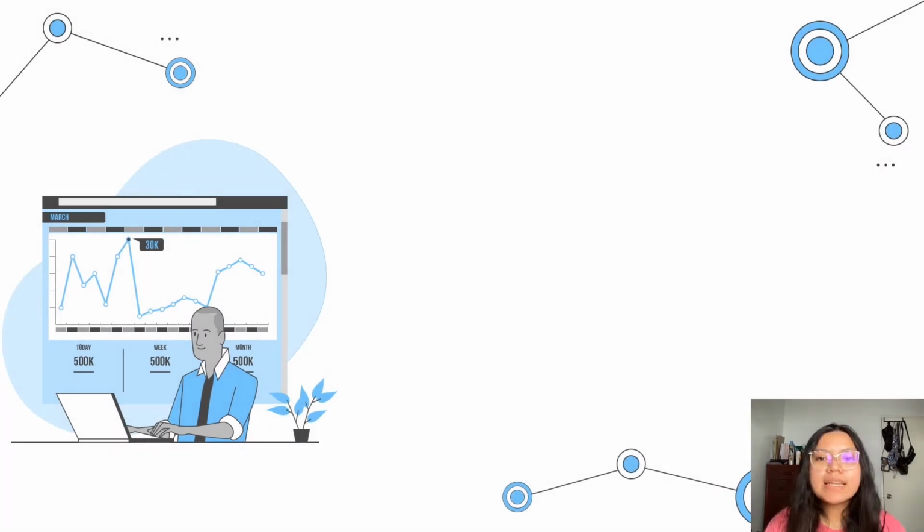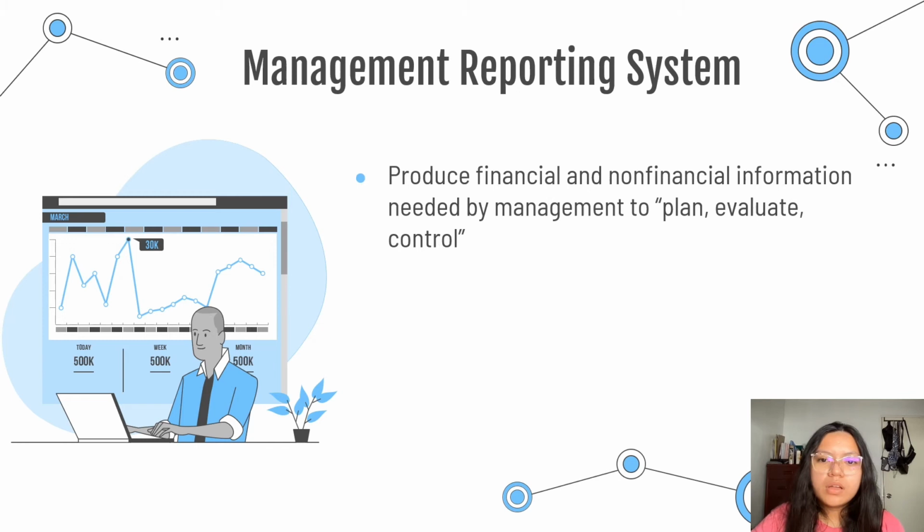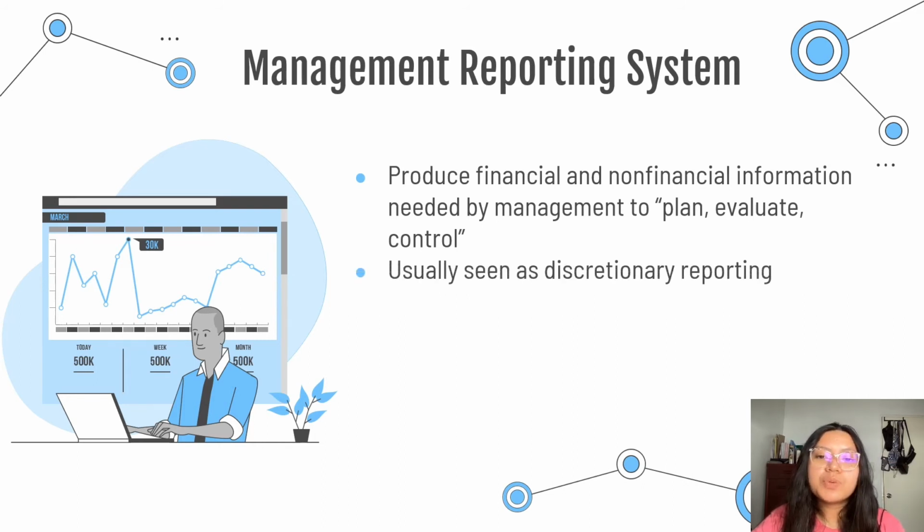Moving forward, let's now talk about the management reporting system. Usually, financial reporting system is about creating reports that are typically used by the external users. But for the purpose of making decisions inside the organization, management reporting system is used. So, this system produces financial and non-financial information needed by management to plan, evaluate, and control their businesses. This is also usually seen as discretionary reporting because it is based on the company if they want to use it or not.